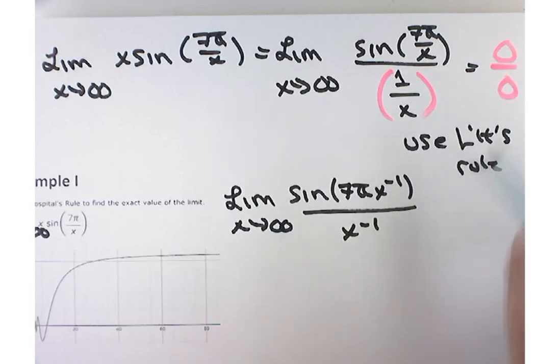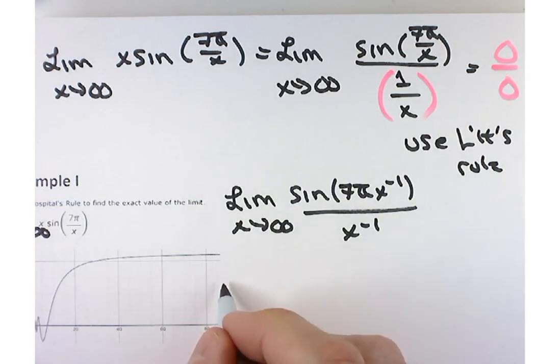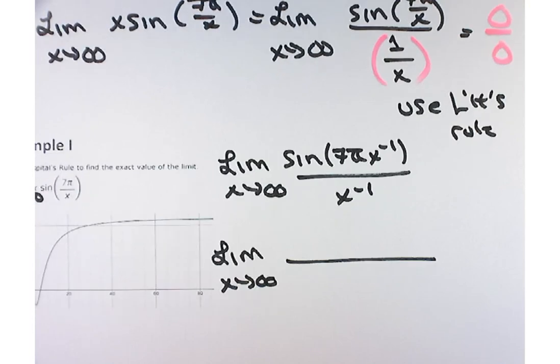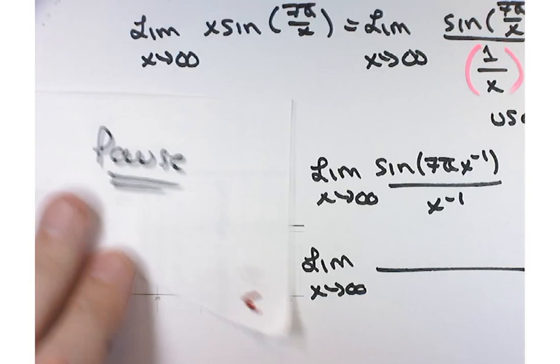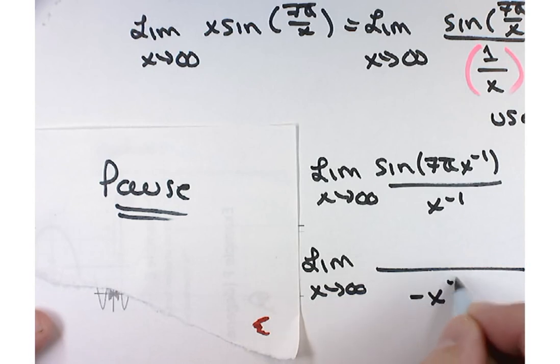And similar kind of thing in the numerator. I don't have to differentiate the inside of this using the quotient rule. You do have to use the chain rule. Limit as x approaches infinity. Give it a shot. If you're watching this later, pause the video and try to do it yourself. Unpause when I lift this up. Remember, it's going to be derivative of the outside times derivative of the inside. And the denominator is just going to be negative x to the negative second.